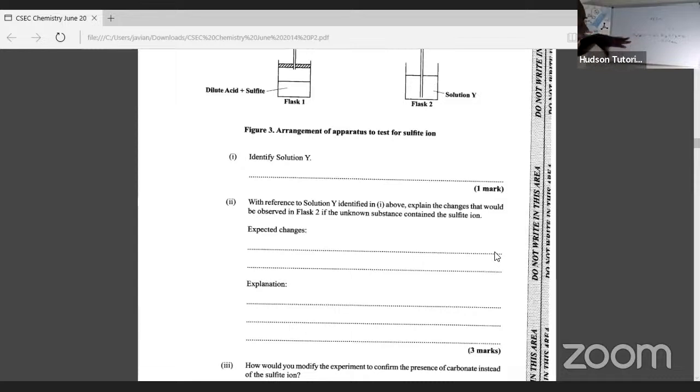Now, if it is potassium dichromate, of course, it will change from orange to green, primarily because it's changing from Cr2O7 2 minus to Cr3 plus. Whilst if it is potassium permanganate, it's going to change from purple to colorless. That is MnO4 minus to Mn2 plus. So that is our expected change.